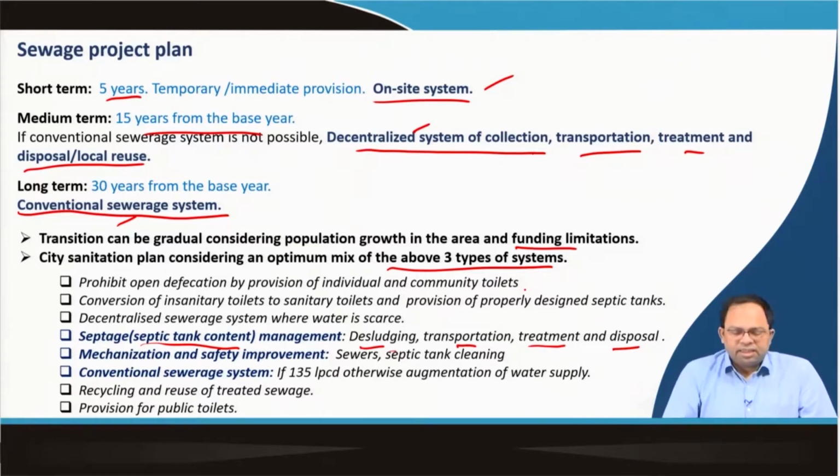So mechanization and safety improvement. Particularly for sewers and septic tank cleaning, we have to go for more mechanization as per law, as per rules. And then conventional sewerage system: if 135 LPCD is not there, then we have to augment the water supply, otherwise those kinds of systems will fail. And recycling and reuse of treated sewage, this is made mandatory now, and provision for public toilets. So these are the different mandates that a city has got that have to be achieved very, very fast to make our cities adhere to the different ODF protocols.